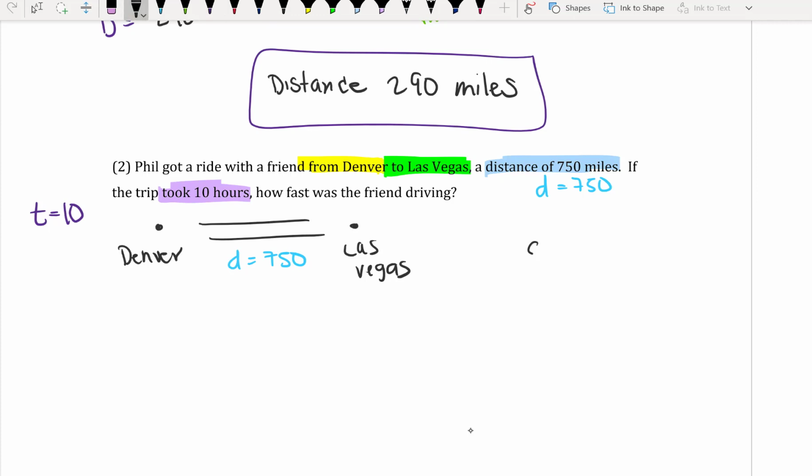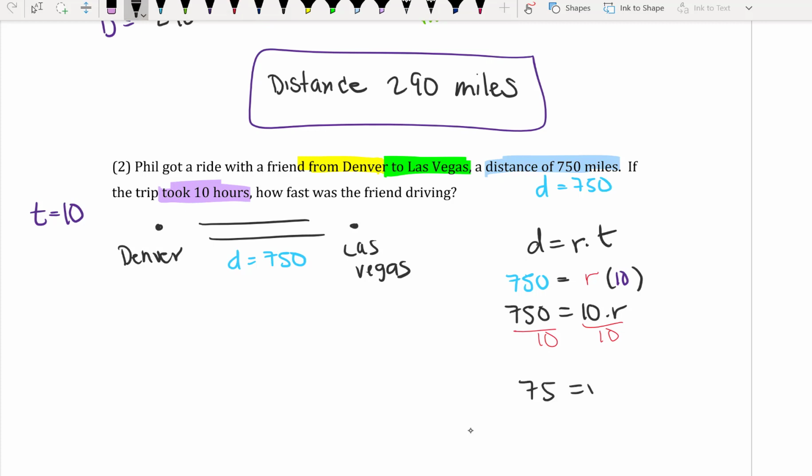So I know if I'm using the formula, distance is equal to rate times time, then I plug in that 750 for my distance. The rate is what I'm trying to figure out, and the time that I have is 10 hours. So that 750 is equal to 10 times r. So now I end up getting that 75 is equal to my r. So 75 miles per hour is your rate.